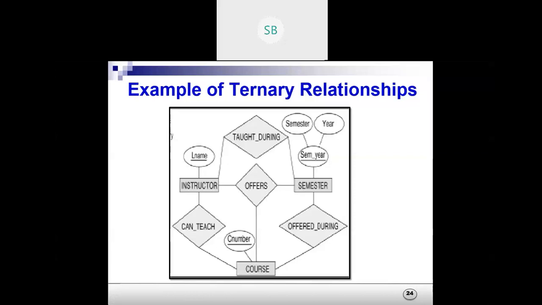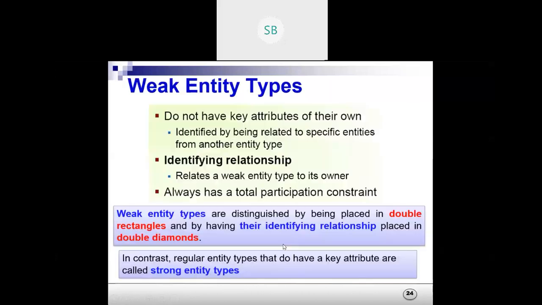We must try to avoid this kind of relationship. But this is absolutely fine, like taught during. Taught during is the relationship between instructor and semester. It's a binary relationship, only two entities are involved. Similarly, can teach, also only two entities are involved. But we must try to avoid the ternary, where three entities are involved.